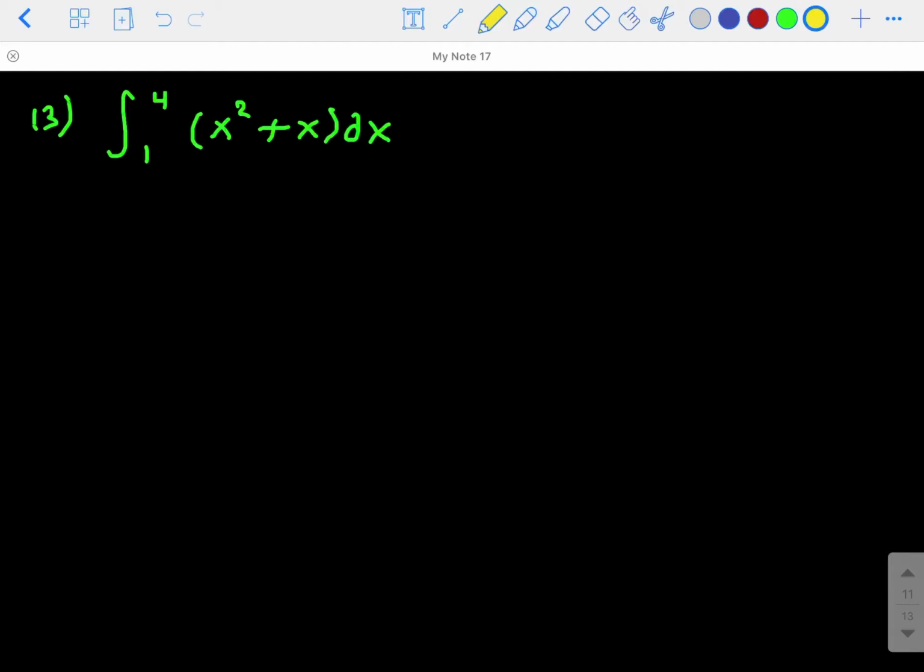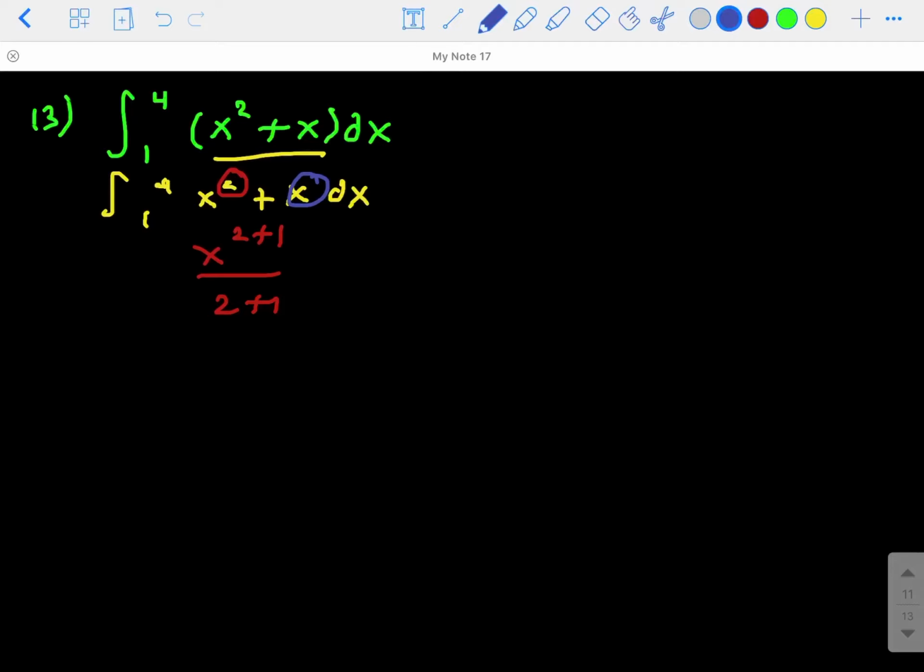Question number 13. The integration from 1 to 4 of x squared plus x. The fact that we're working with the sum of polynomial terms, I can just separate the parentheses out. So this becomes x to the second plus x dx, and this is from 1 to 4. And this is pretty direct. We can start integrating. So n plus 1, n plus 1, because I'm taking the 2 by adding one more degree to it. As for the x, this one already has a 1, so I'm going to do 1 plus 1 over 1 plus 1.